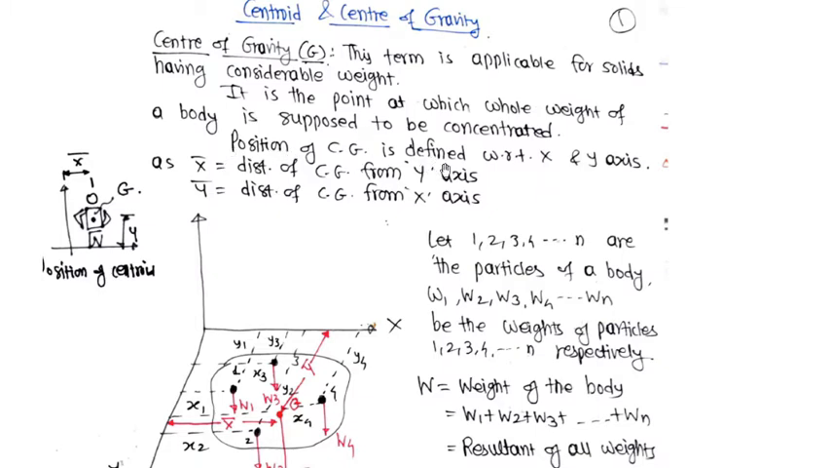Position of this point, that is center of gravity or G, with respect to x and y axis can be defined like this: x bar and y bar. These are the coordinates of center of gravity. So, here x bar means the distance of center of gravity from y axis. This is nothing but the horizontal distance, while y bar is the distance of center of gravity from x axis.